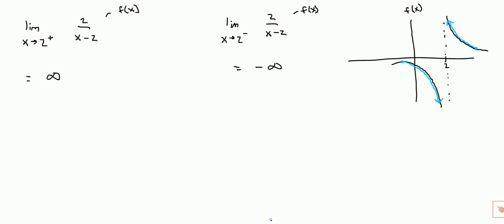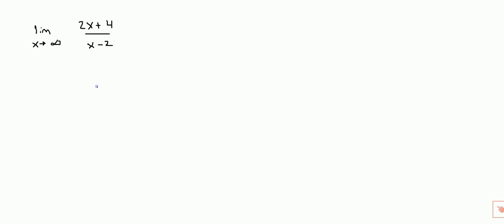Okay, next problem. Limit as x approaches infinity of 2x plus 4 over x minus 2. Okay, so for these x goes to infinity, x goes to negative infinity problems with polynomials, you want to find the highest degree on the numerator and the denominator. The degree is the exponent of the x terms. So the highest degree on the top is 1, just x to the 1. Same on the bottom, it's also 1.